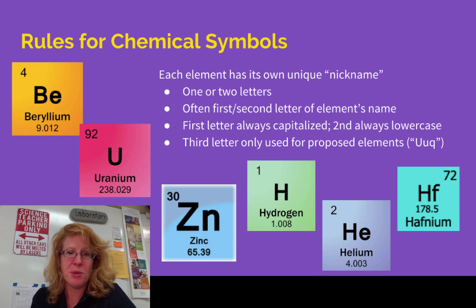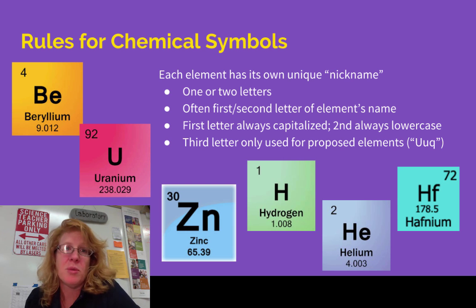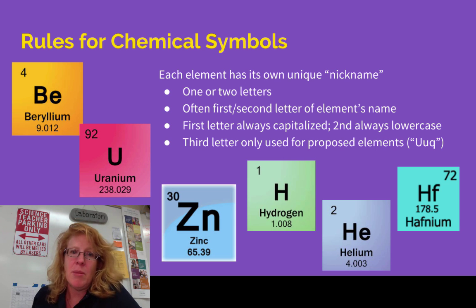So again, some basic rules. I threw a couple examples up here. Each element has its own unique nickname. We call those nicknames chemical symbols because writing out the full words is really long. And again, other languages have different terms for those things. They're always one or two letters with a brief exception that I'll mention in a second. Usually the first letter is the letter from the element's name. The second letter is usually somewhere in the name, but that's not always true. But again, the key idea here is that the first letter has to be capitalized. The second letter has to be lowercase.